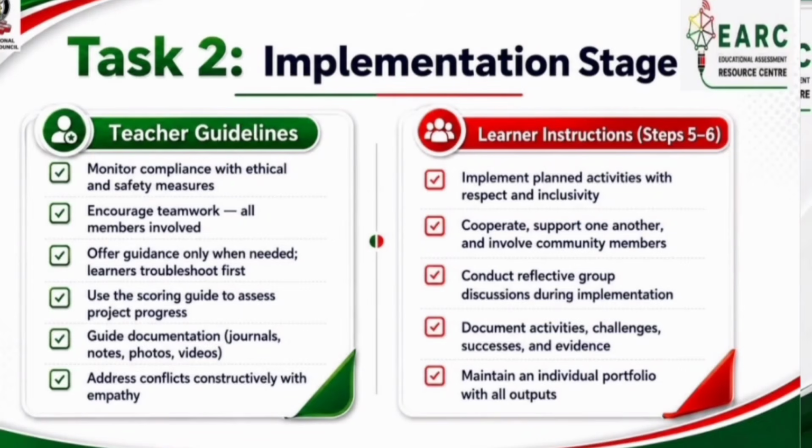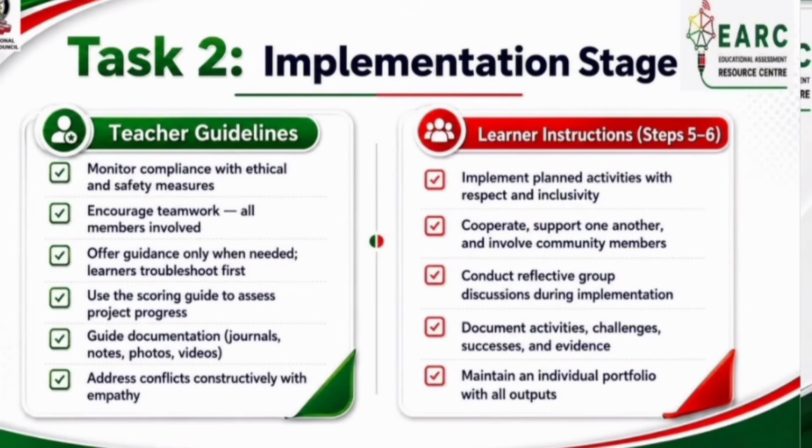What are the learner's instructions in task 2? That is in steps 5 to 6. The students do the planned activities respectively. So the activities that they planned, they do them respectively. Together and involve community members. Talk about their work during implementation. So write down successes and challenges faced. Collect all their work in portfolios.